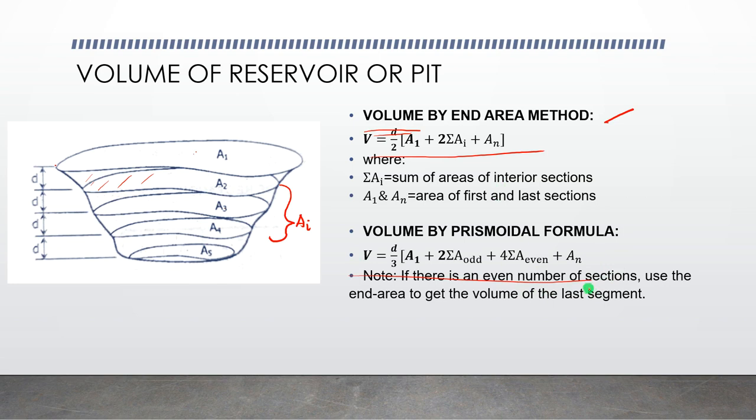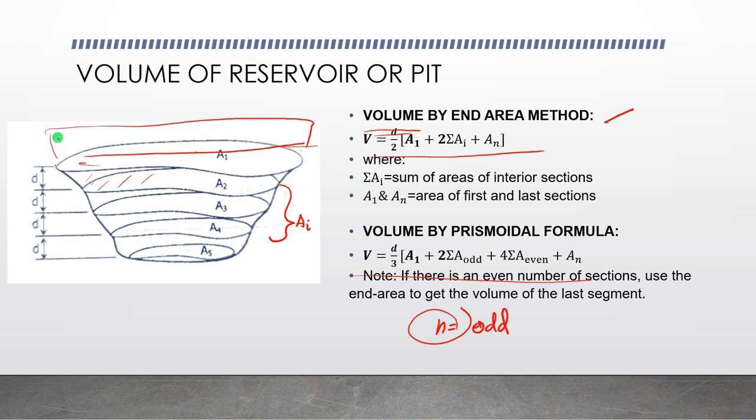Again, if there is an even number of sections, use end area on the last segment. So again, we need an odd number of areas, or number of depths. But if it is even, the last segment should be computed by the end area method to get the volume. Say if we have an additional area here, just determine the volume by the end area method.